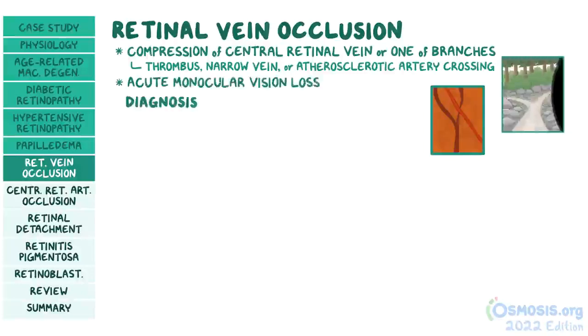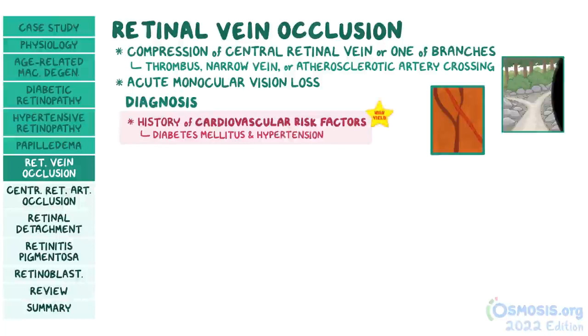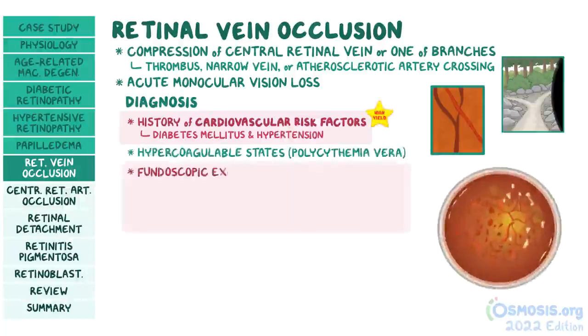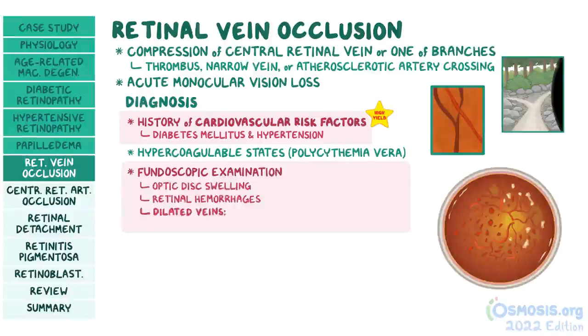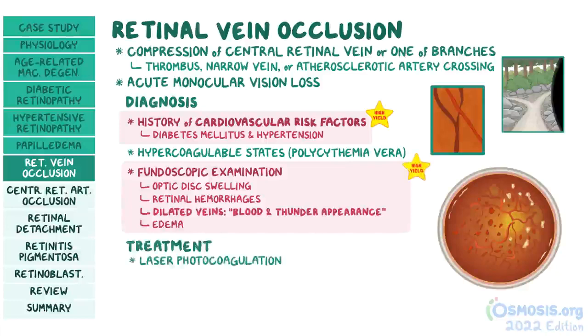For diagnosis, look for a history of cardiovascular risk factors, such as diabetes mellitus and hypertension, or hypercoagulable states like polycythemia vera. Fundoscopic examination may reveal optic disc swelling, retinal hemorrhages, and dilated veins that give a characteristic blood and thunder appearance. Edema in affected areas can also be seen. Treatment can include laser photocoagulation and steroid or anti-VEGF injections.